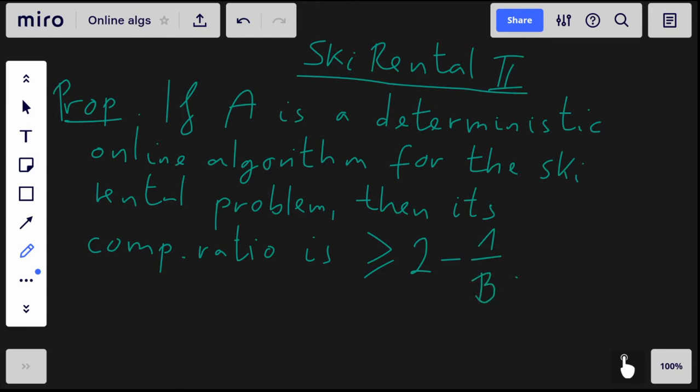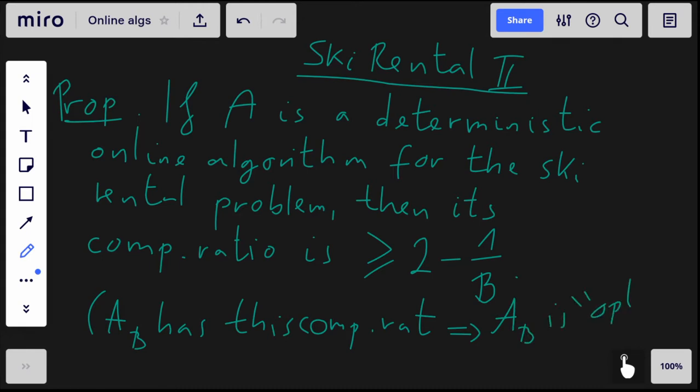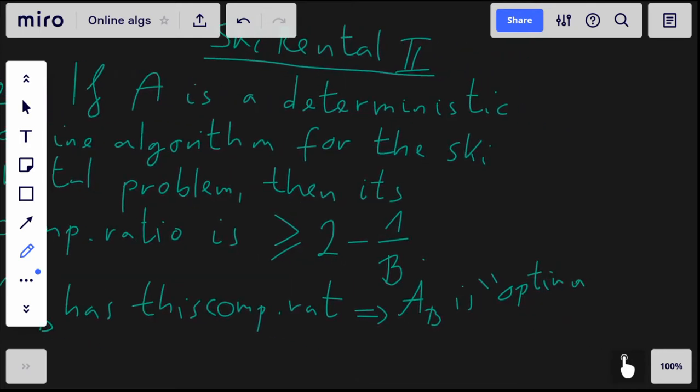So basically it says that since AB has exactly this competitive ratio, this is an algorithm having the smallest possible competitive ratio, so that's why we call this AB an optimal algorithm. Well, more precisely, it's optimal among the deterministic algorithms.